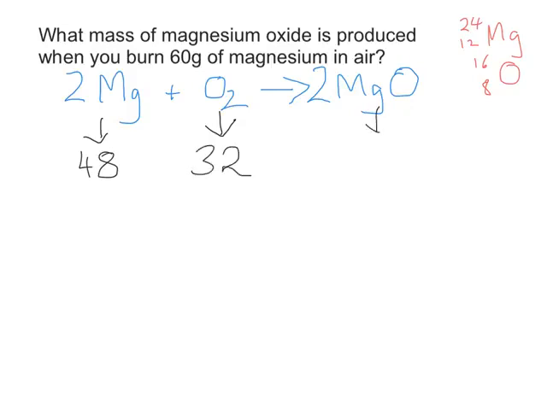Now the mass of magnesium oxide in this case, we need to take the 24 plus the 16, which gives me 40, but there's 2 times that, so we're going to make 80.